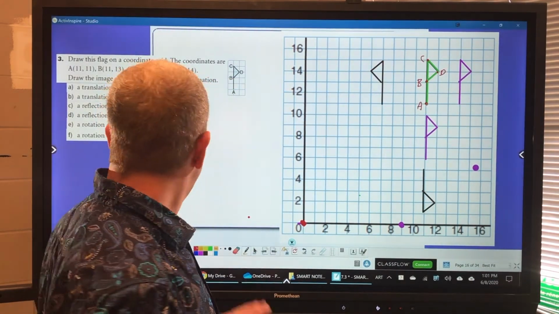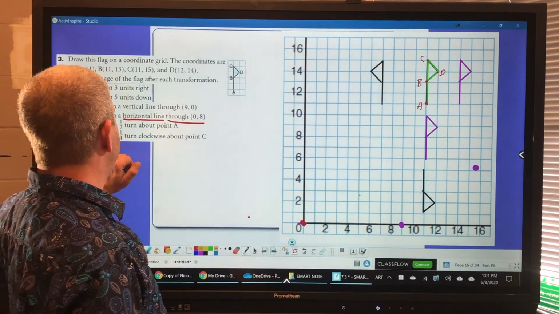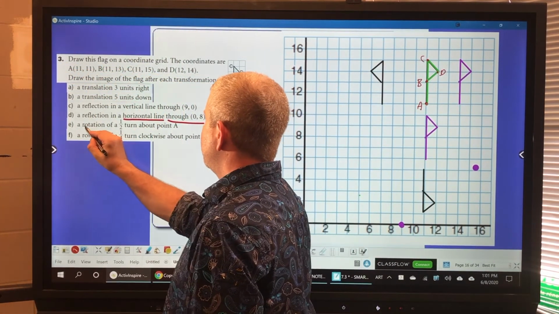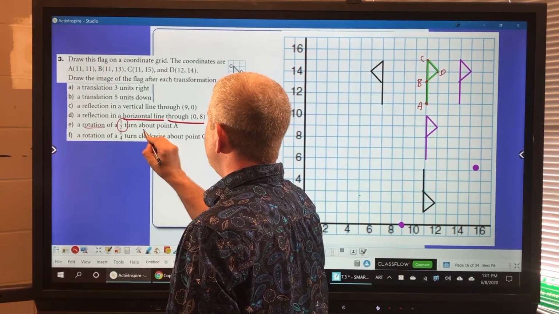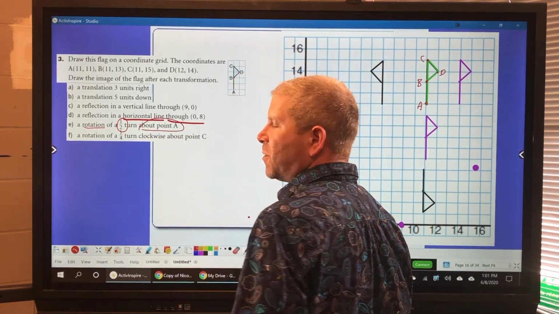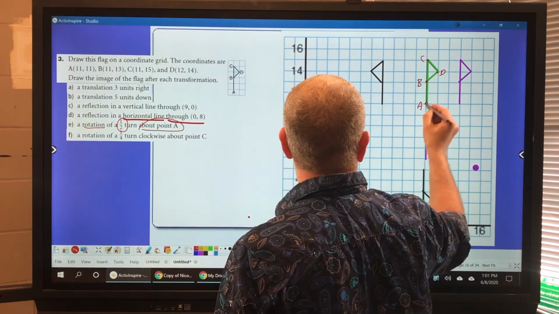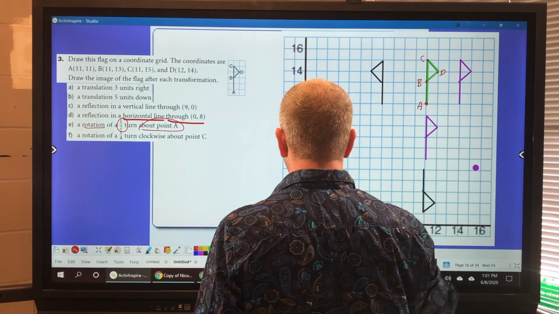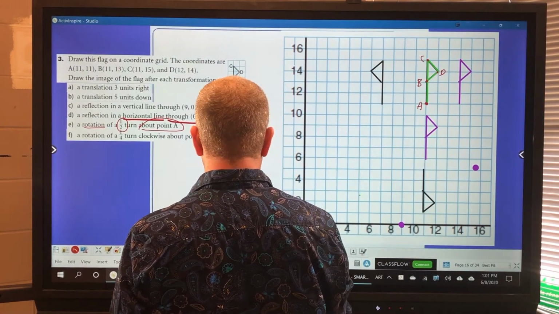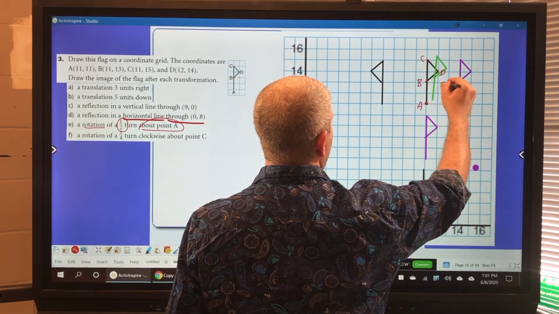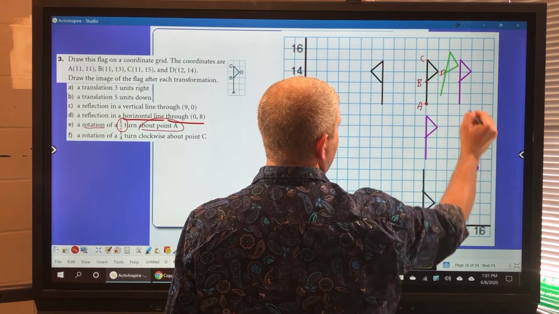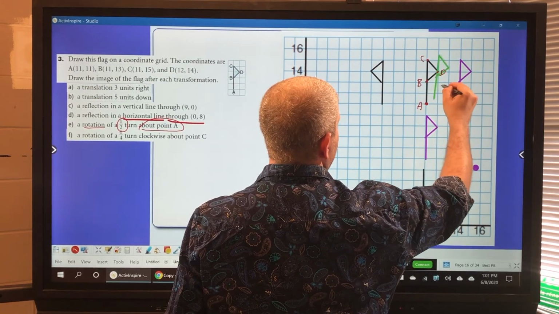For question number D, we're moving on to rotation. So we're rotating a half turn about point A. So first things first, locate point A. Right over here, there's point A. And we're going to do a half a turn. And I've set it up so that I'm only going to be rotating around this point here. So that's not a good location.